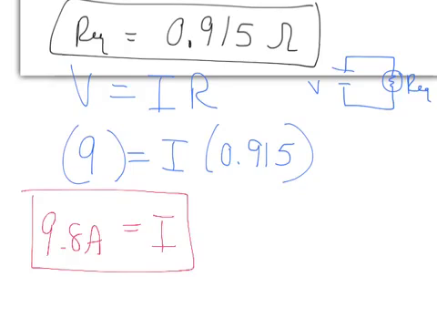Somebody look back in their notes and find the current when we did this in series. Go back to example 1, I think it was. What was the current when it was in series? 0.5 amps, right? Really small current in series. Really large current in parallel.